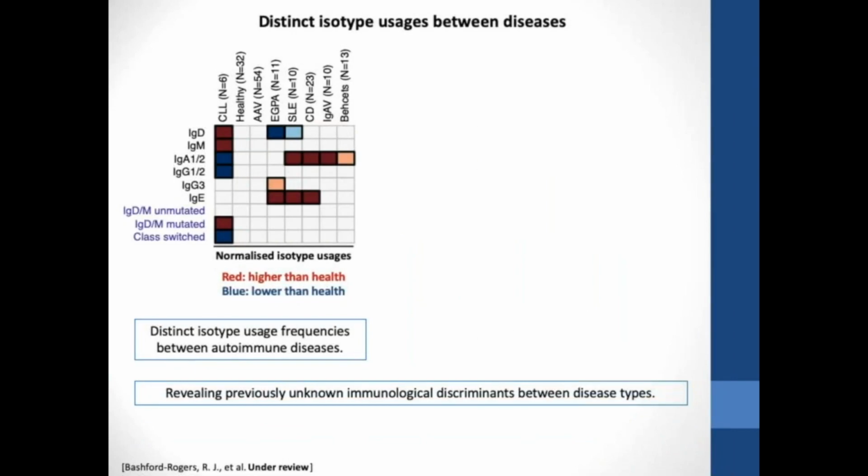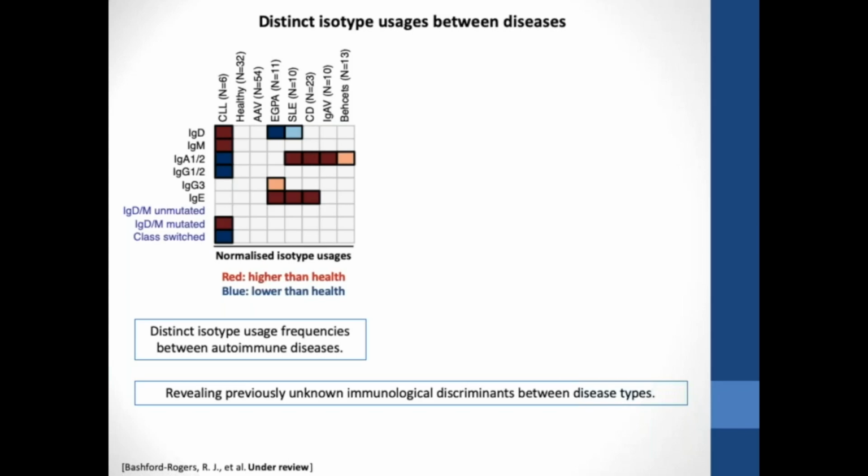So when we look at the isotype usages between the diseases, this is basically a summary heat map of the data. And here we see the red boxes are where it's significantly higher in the disease compared to health, and blue if it's significantly lower in disease compared to health. And as a disease control, we have chronic lymphocytic leukemia, where these are characterized by large IgD-M positive clonal expansions, and that's exactly what we see there.